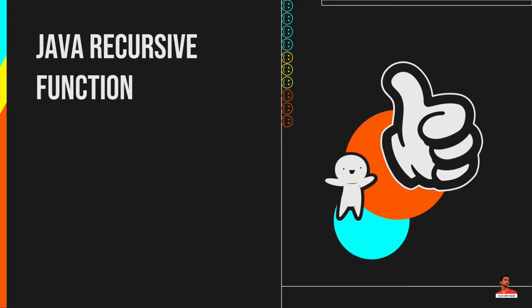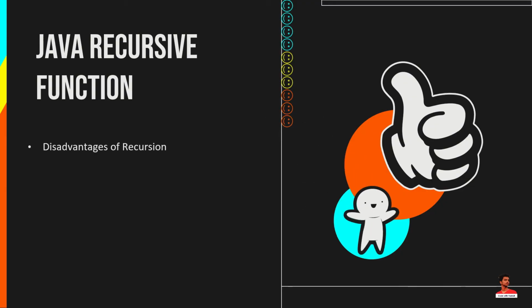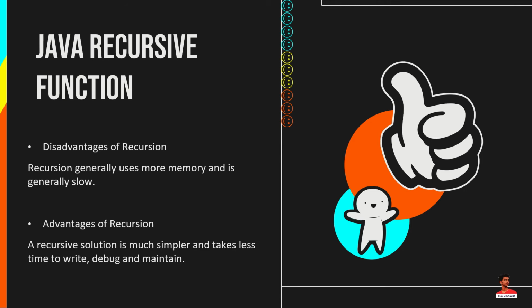Advantages and disadvantages of recursion. When a recursive call is made, new storage locations for variables are allocated on the stack. As each recursive call returns, the old variables and parameters are removed from the stack. Hence, recursion generally uses more memory and is generally slow. On the other hand, a recursive solution is much simpler and takes less time to write, debug, and maintain.